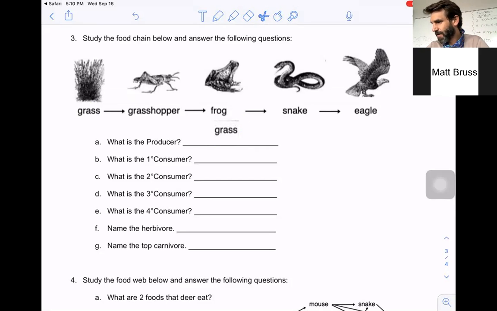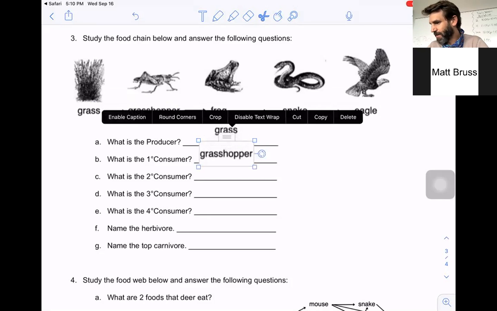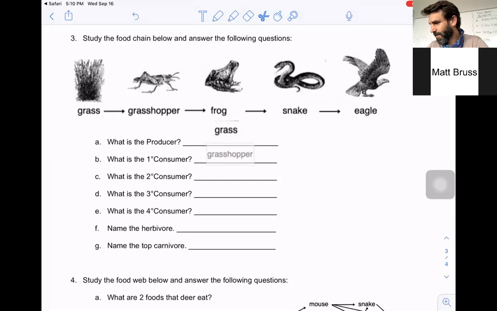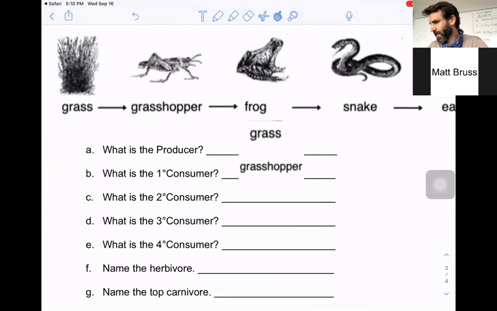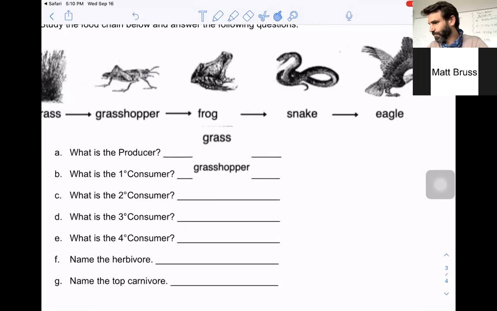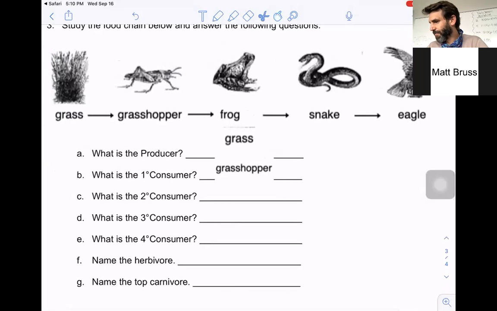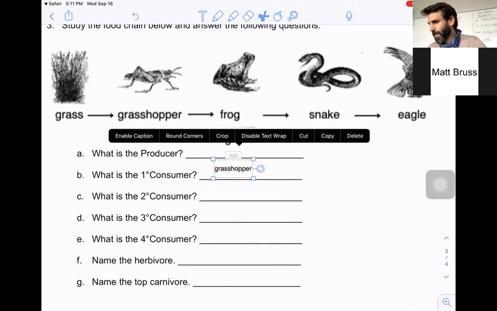That is first here is our grasshopper. Grasshopper is our primary consumer. I'm actually going to expand this up a little. No, it's better just to have it like that. The grasshopper was our primary consumer. It eats the producer. That's what makes it a primary consumer.